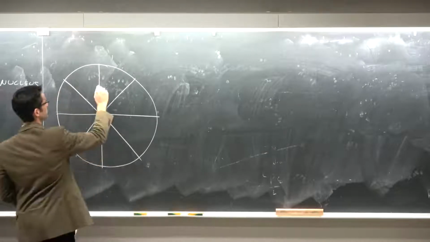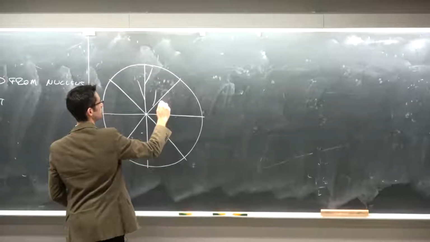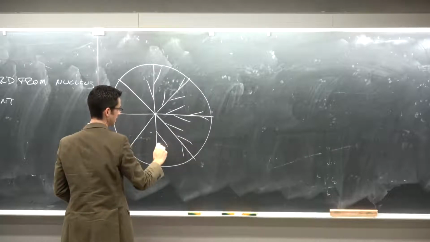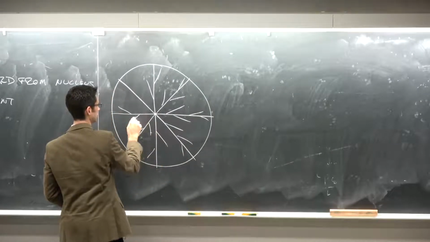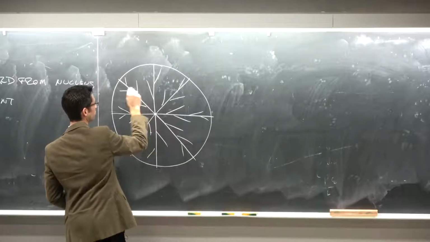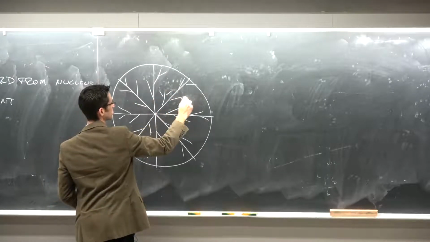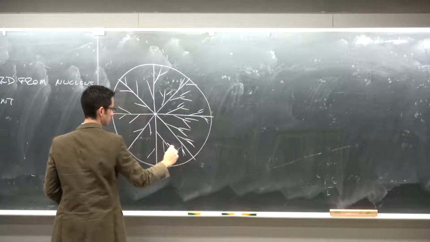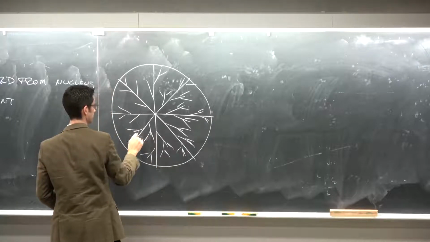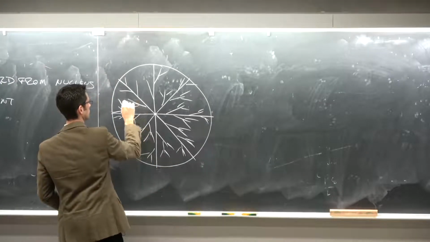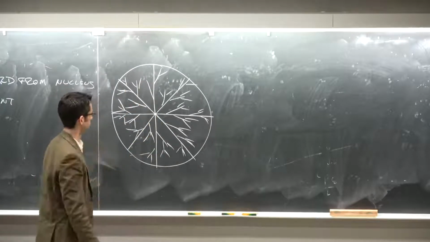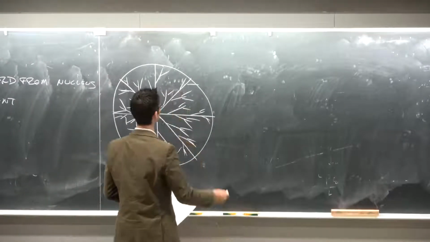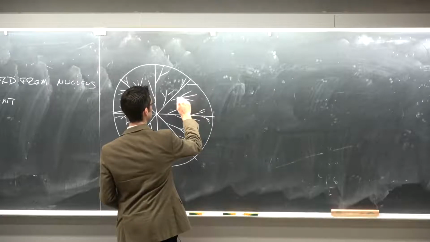Okay, so we get these snowflake-like patterns where we have these highly branched structures that grow outward from a central nucleus, and let's draw some branches on the branches. Okay, this is the cross-section of our spherulite. Now let's take a closer look.